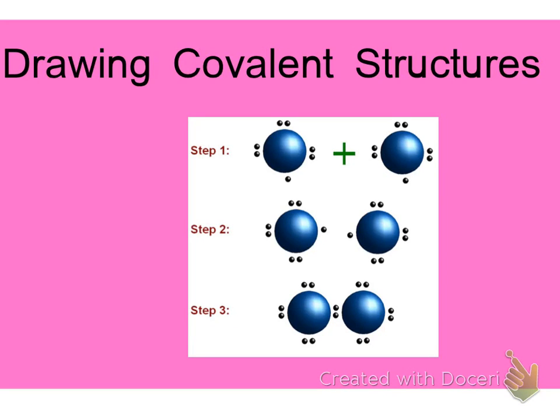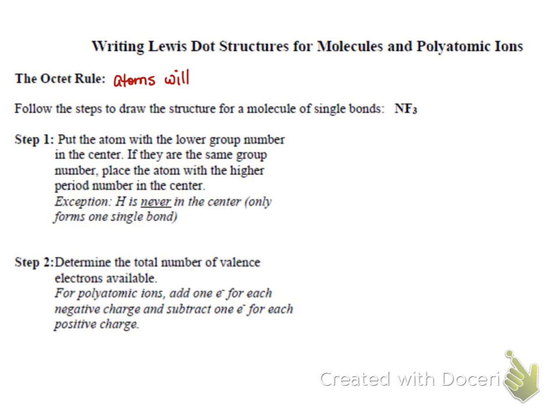This podcast is about learning to draw covalent structures that are a little bit more complicated than just two atoms. So just to recap the octet rule, it says that atoms will share electrons so that each will have 8, 2 for hydrogen, because it only holds 2. So we're going to walk through the 4 steps to drawing a structure for NF3.